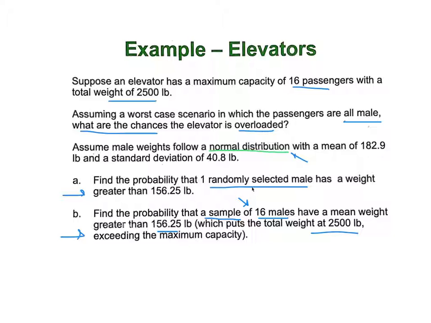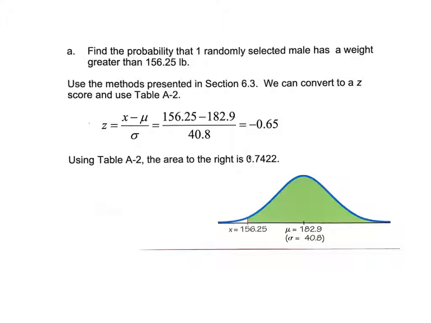And the reason I can use normal distribution for part B is because it told me up here that it was normally distributed. If it wouldn't have said that with only 16, I couldn't do it. I need a sample size 30 or larger, but because it told me in the problem it was normal, I can use normal distribution.